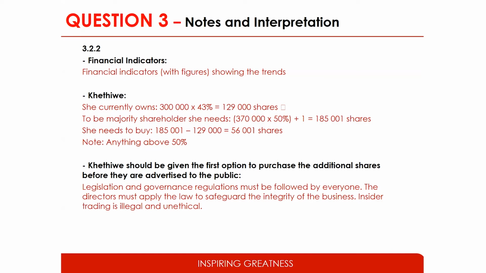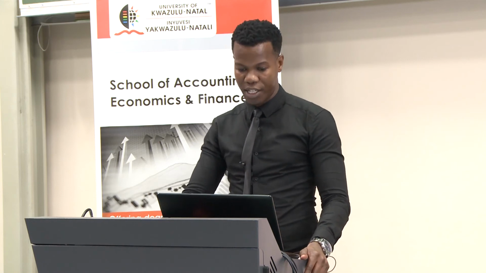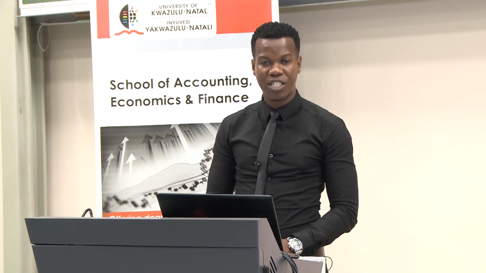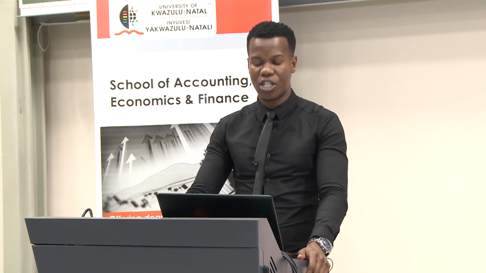So she currently owns 129,000 shares. That is 300,000 multiplied by 43%. So to be a majority shareholder, you need the 370,000 times 50 plus 1. So that one just tips her over to making her a majority shareholder. And she therefore needs 185,001 shares. So she currently has 129,000, therefore you minus the 185,001. Therefore she needs to additionally buy 56,001 shares. Then she will become a majority shareholder.